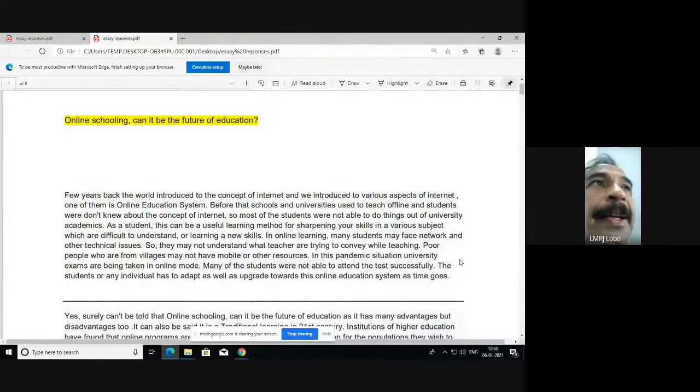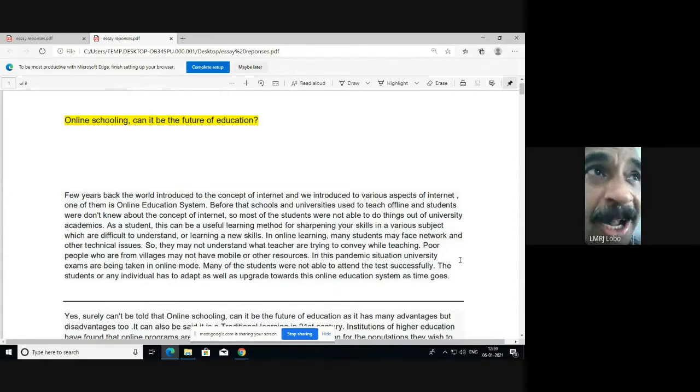Here it is on schooling. Can it be the future of education? Now we are talking about schooling, and we have to express what it was in the past, in the present, in the pandemic time, okay? And we have to use an introduction. So here this particular author has directly put his ideas in only one paragraph. They have not followed the format of writing an essay, which should be 4 to 5 paragraphs.